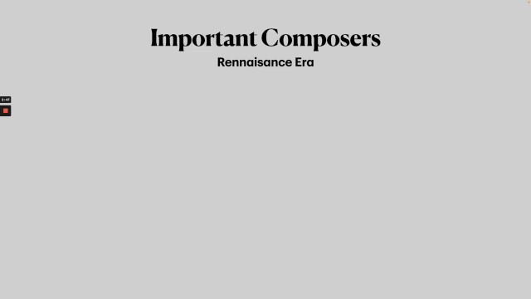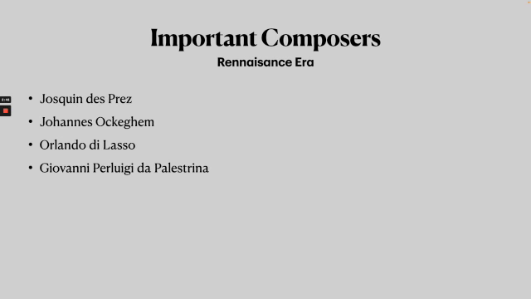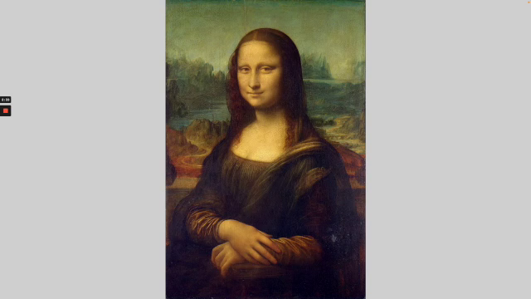Four of the Renaissance era's important composers were Josquin des Prez, Johannes Ockeghem, Orlando di Lasso, and Giovanni Pierluigi da Palestrina. For the Renaissance era, I selected possibly the most famous painting of all time, Leonardo da Vinci's Mona Lisa.